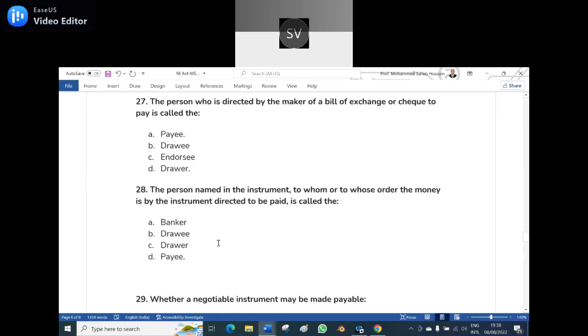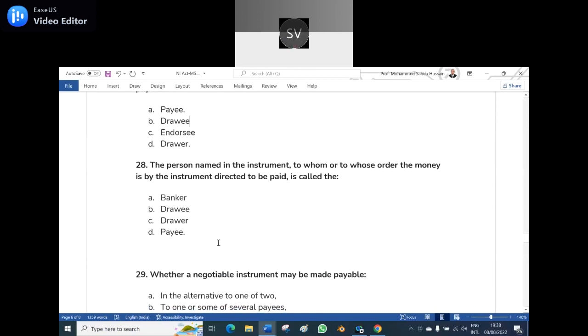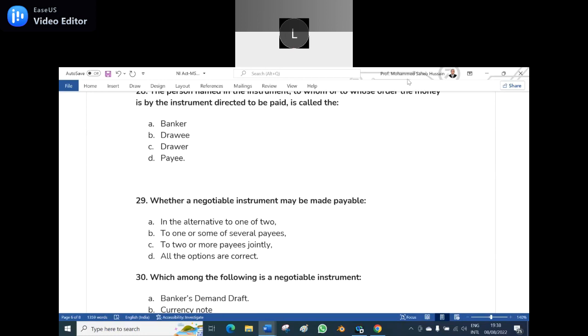28th question. The person named in the instrument to whom or whose order the money is by the instrument directed to be paid is called option A, banker. Option B, drawee. Option C, drawer. Option D, payee. Option D, payee is the correct answer.